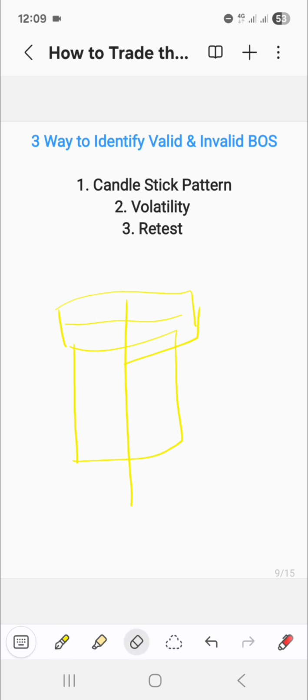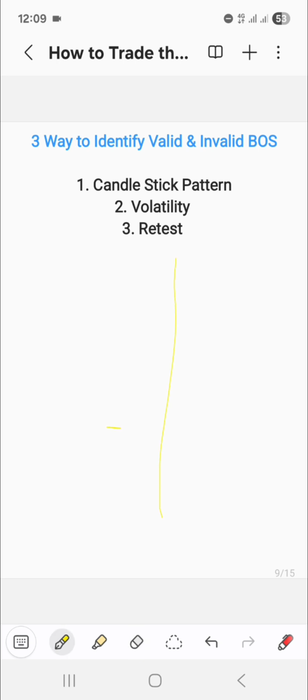But in a situation whereby maybe this was the candle that created the break of structure, but the candle closes something like this, forming like an inverted hammer, this is automatically an invalid break of structure. Or maybe this is the candle that created the break of structure, and the candle closes somewhere below like this.